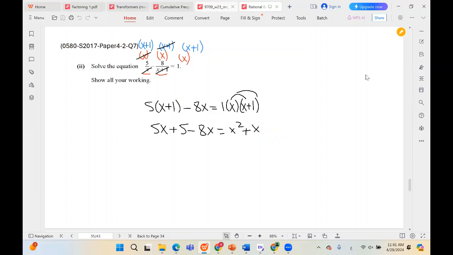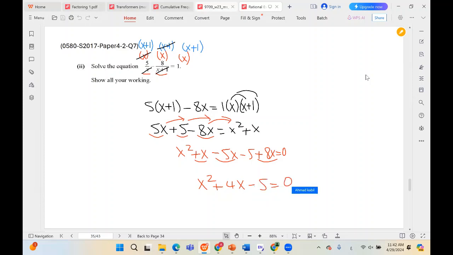So you take everything to the right-hand side. So we get x squared plus x minus 5x minus 5 plus 8x. We have to change the sign of each one of these. And all of this is equal to 0. Now we simplify again. So we have x squared, and then we have x minus 5x is negative 4x plus 8x, so positive 4x minus 5 equals to 0.